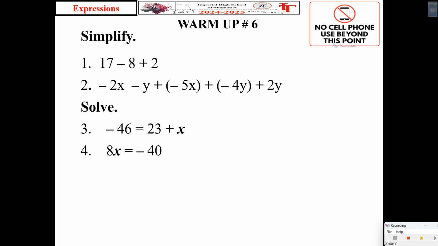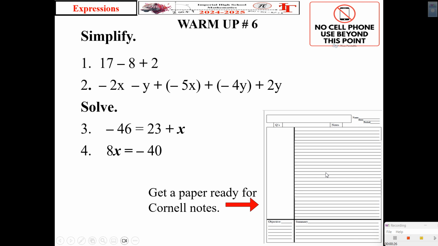Warm-up number 6 is on the screen. You'll notice for numbers 1 and 2, it simplifies what we did last week. And numbers 3 and 4, I'm just introducing where we're headed for the next session. I just want to see where you're at, bringing it back little by little. Also, at the end, make sure you set up a Cornell note, just like that. I'll give you some time. Ready and go.